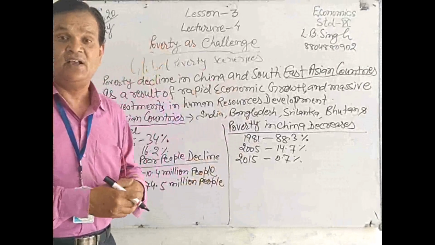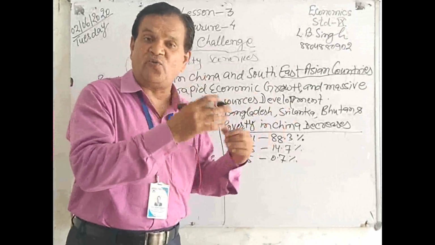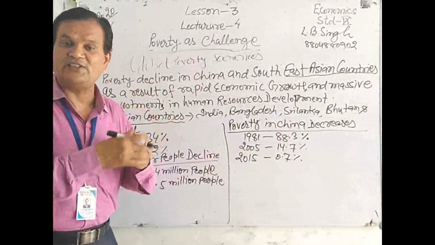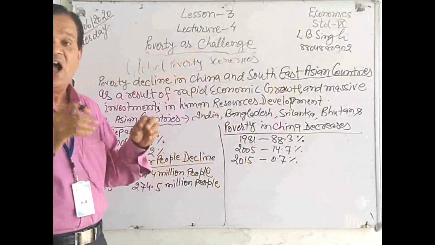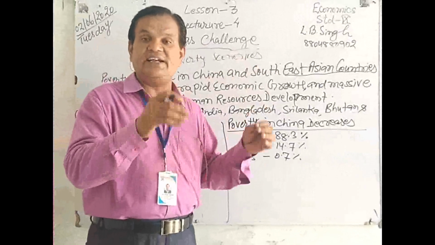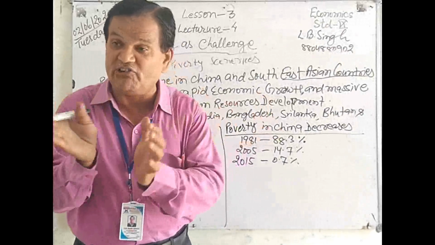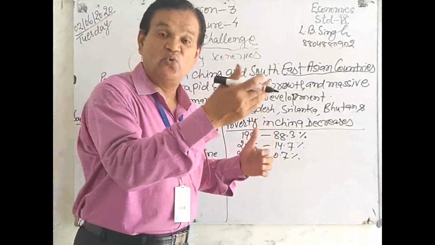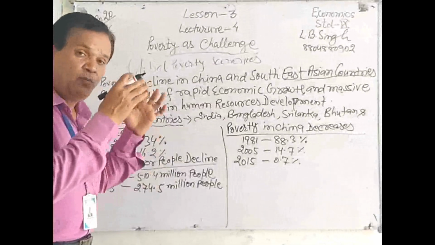Because China has made massive investment in human resources. A lot of factories have been established by China and no one is poor in China. Even school-going children are earning by making toys and other articles that are exported to other countries, and there is also income of small school-going children, and with their income, parents are paying their school fee. So this way China has reduced its poverty.